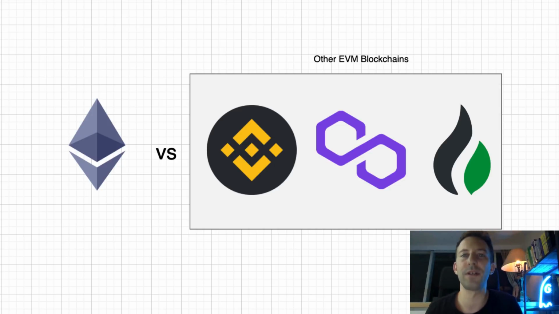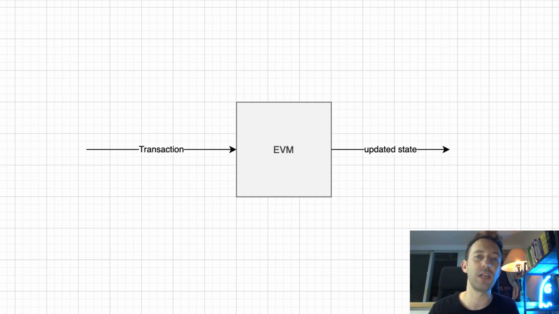Let's see the main differences when you develop a smart contract on Ethereum versus other EVM blockchains. First, let's start with some vocabulary. When you hear the expression EVM blockchain, it means a blockchain based on the Ethereum technology. The Ethereum blockchain itself is an EVM blockchain, of course, but we also have other blockchains that are EVM based, like Binance Smart Chain. But what is this acronym EVM?